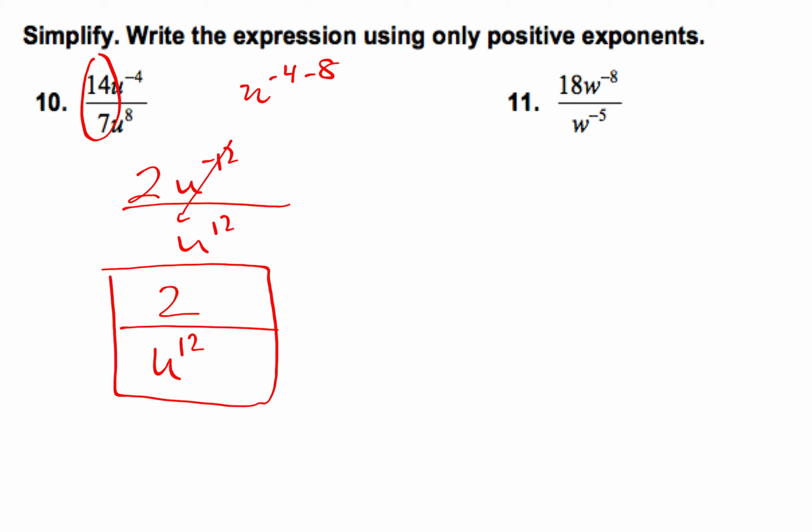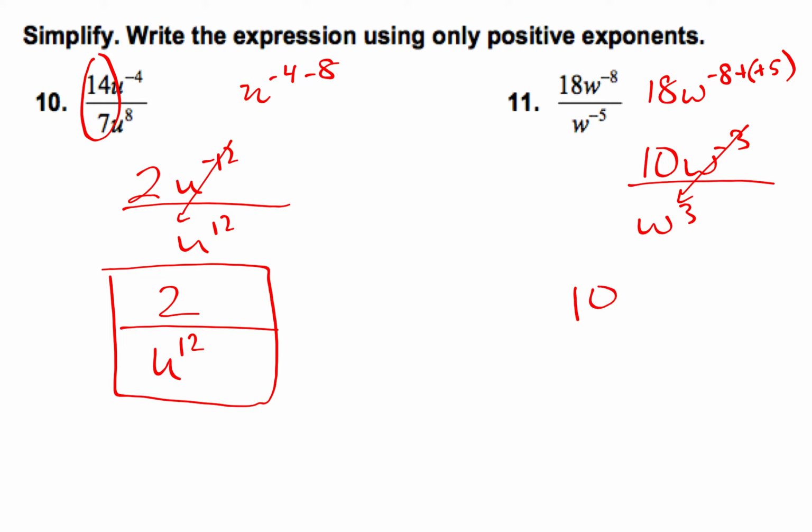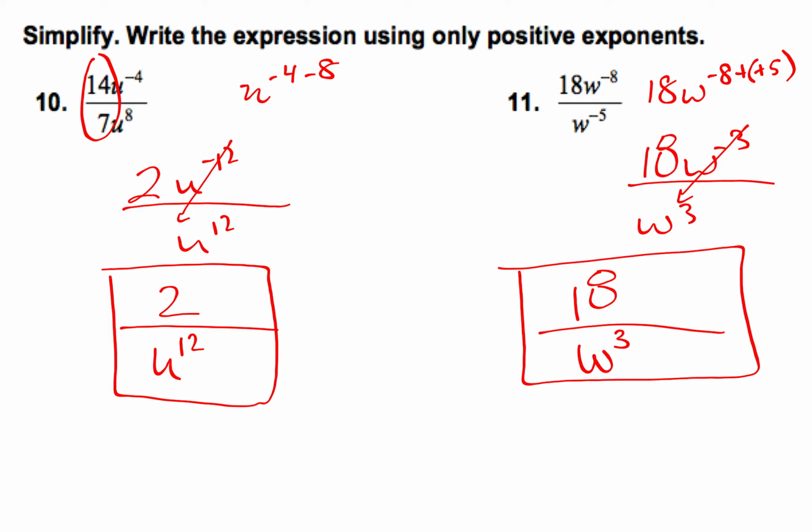11. 18w to the negative 8 over 18w to the negative 5. Now on this one, the 18 will stay where it is. W will do negative 8 minus negative 5. So that would be 18w to the negative 3. Let's move that to the bottom, and we get 18 over w to the third power, and that's our answer.